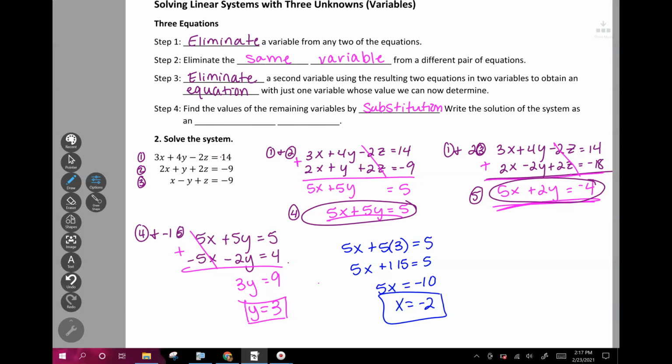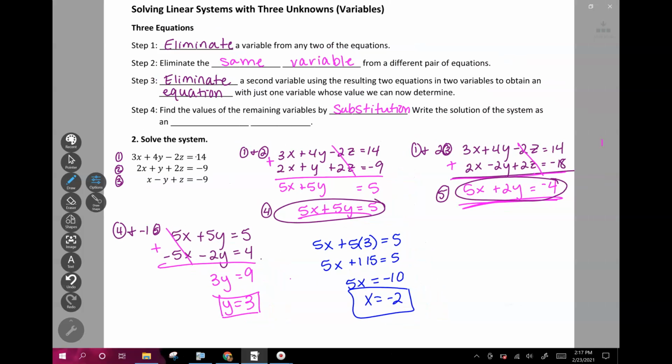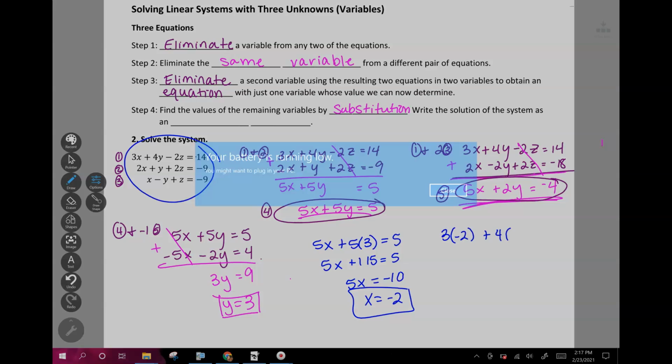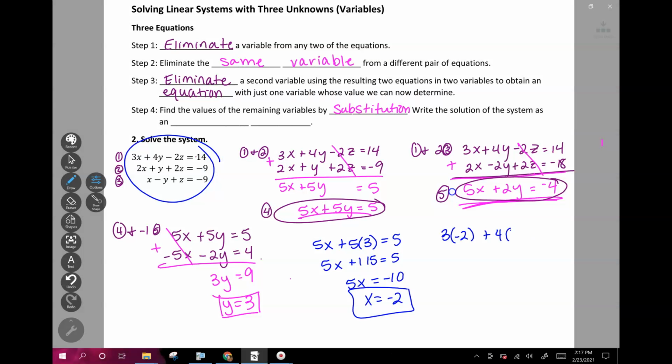And then lastly, to find z, we're going to take x and y and plug it back into one of the equations that has all three variables. So one of the original 3 equations. So I'll do 3x, so 3 times negative 2, plus 4y, so 4 times 3, minus 2z equals 14. And I'm going to solve for z.